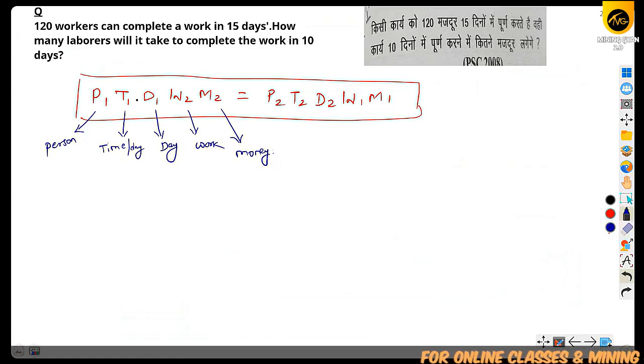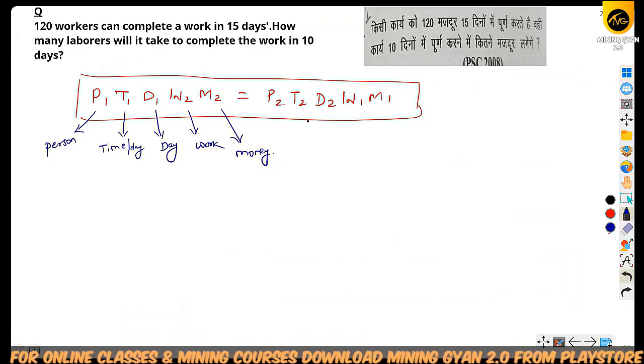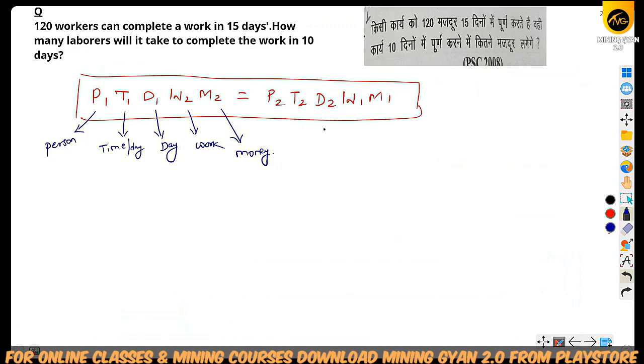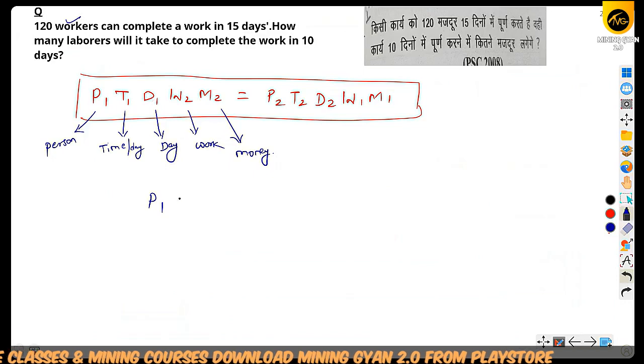But in this case the formula is the person, time per day, day, work and money equivalent to, again P2 is another number of person, then T2 is the time per day, similarly D2 is the days, W1 is the work and M1 is the money. Now in this case we need only number of workers, that means number of person, so you can use P1. Now it completes a work in 15 days, so we have to use the day, that is D1.